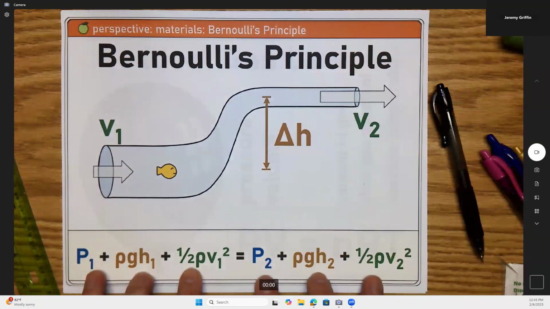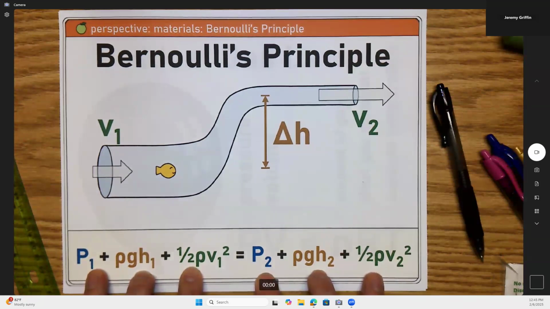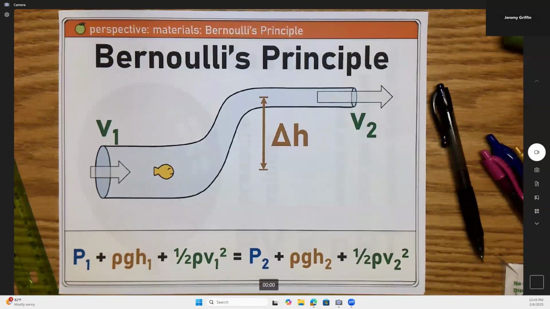Got a bunch of terms added together. And I bet some of you are catching on that this might look kind of familiar to something from last semester. Guys, does this look like conservation of energy? Does that almost look like conservation of energy? You guys think? Because guess what? It is in disguise.